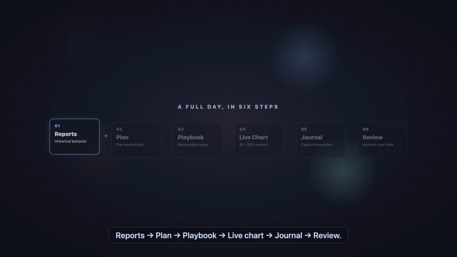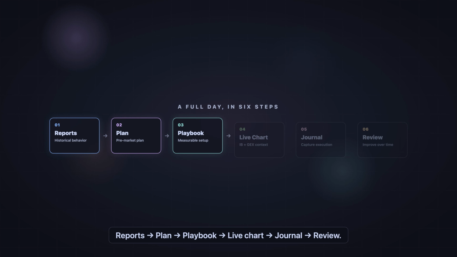So, that's a full day in the life of a profitable trader. Start with reports, so you understand historical behavior. Write the pre-market plan, so you know what you're looking for. Define the playbook, so the setup is measurable. Use the live chart to combine initial balance and GEX context while the market is moving.